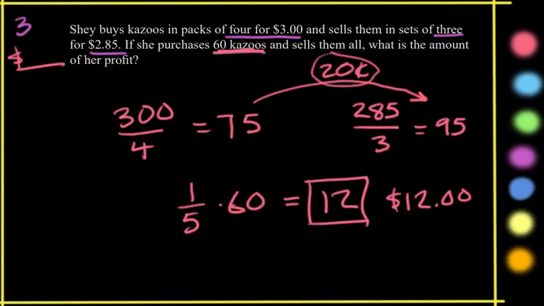Well, maybe one quick comment on this. You might have to watch out in a problem like this to make sure that the number that she sells is evenly divisible by the packs that she sells them in. So if it was 61 kazoos, I guess then she wouldn't have been able to sell them all. But sometimes you might have to watch out for something like that. But 60 is divisible by 4 and it's divisible by 3, so we don't have to worry about anything like that.